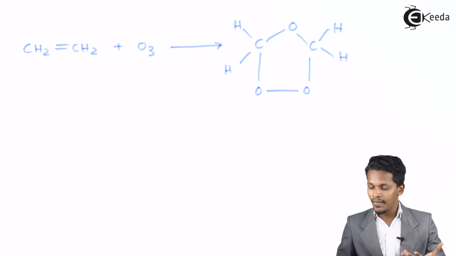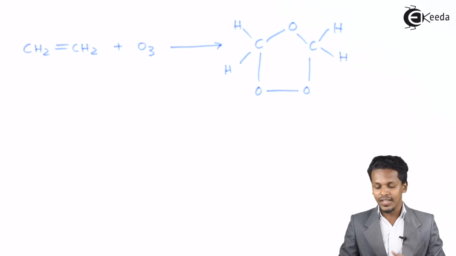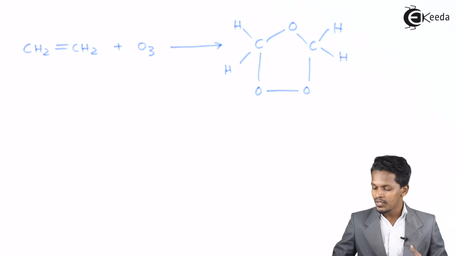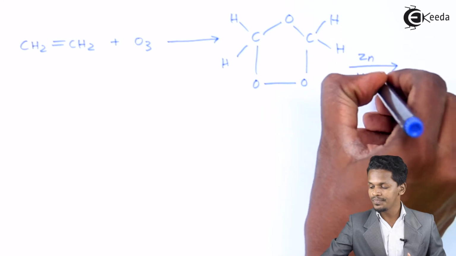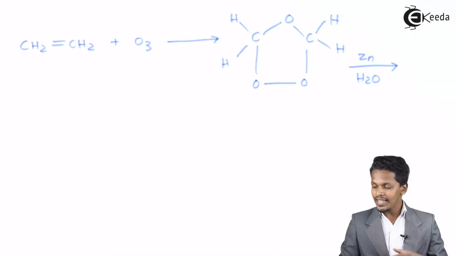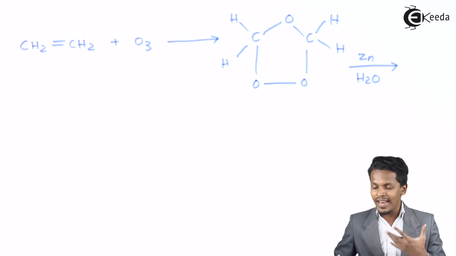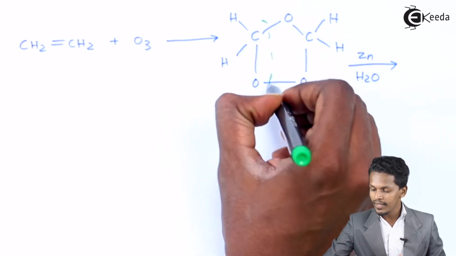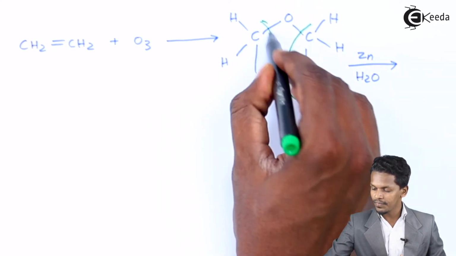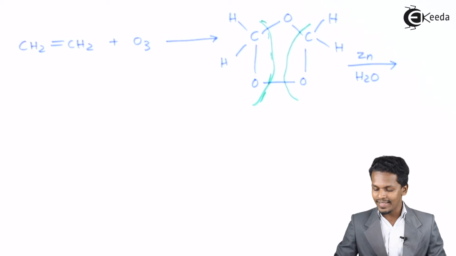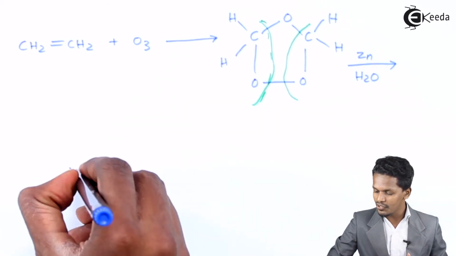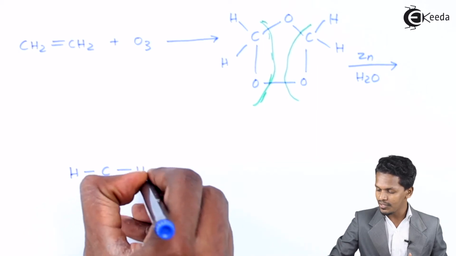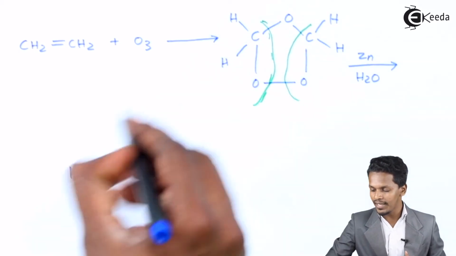But this is not the final product that we have to form. Obviously we have to form an aldehyde or a ketone. So it will undergo the hydrolysis process, but in presence of zinc and H2O. This zinc dust in presence of water will help to break the bond of this one. So this bond will be broken, and that's the reason the product that we could get would be HCH with a double bond O.